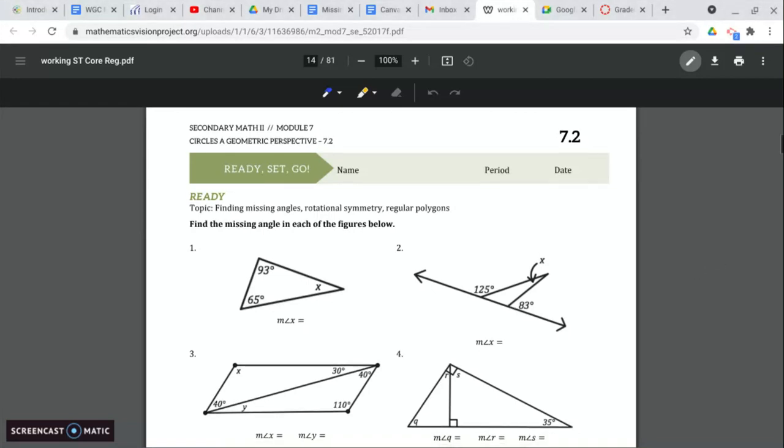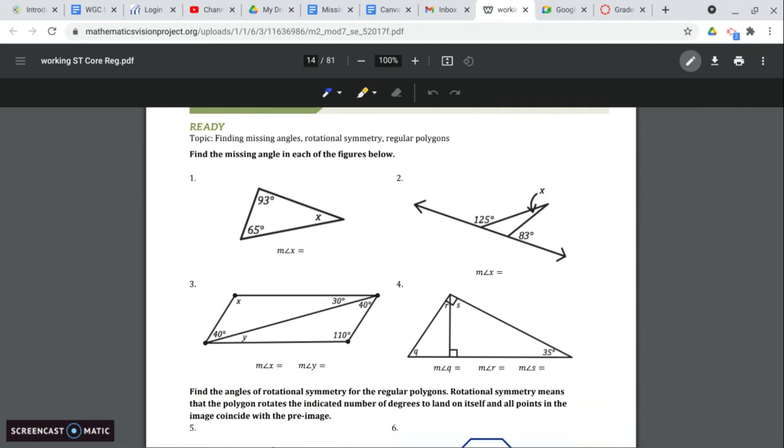All right, so what we're looking at here on this first part is we want to find the missing angles, rotational symmetry, and regular polygons. So find the missing angle in each of the figures below. So we have a triangle here. We know a triangle has 180 degrees, so we're going to subtract the 93, and we're going to subtract the 65. So when we take 180 minus 93 minus 65, we end up with 22 degrees.